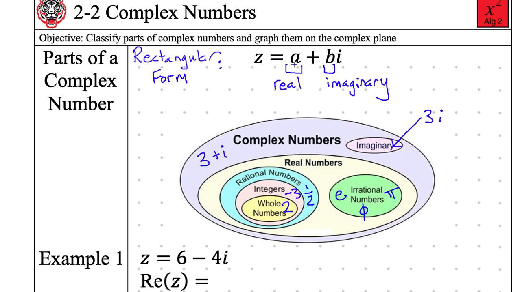Is that a question? Yes. Why is 3i imaginary but 3 plus i is not? 3 plus i is complex, but it's not purely imaginary. So to be purely imaginary, you can have no real part and only this part.